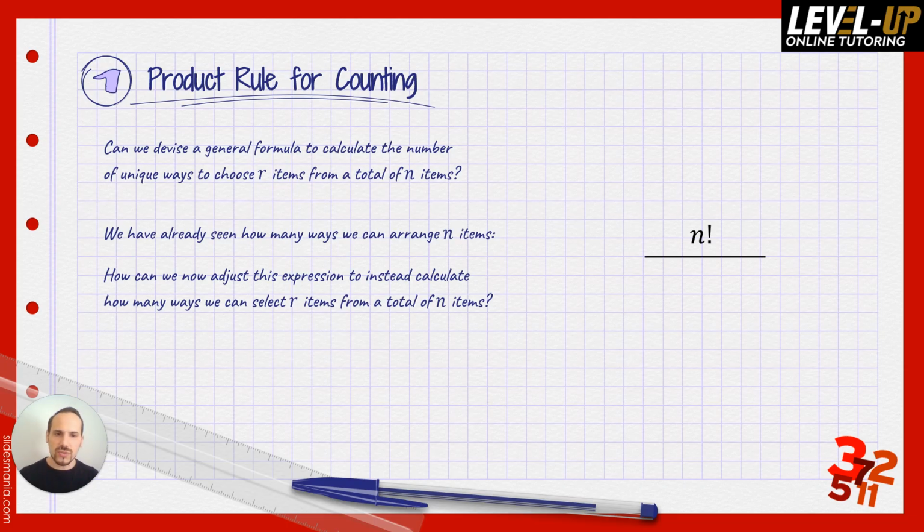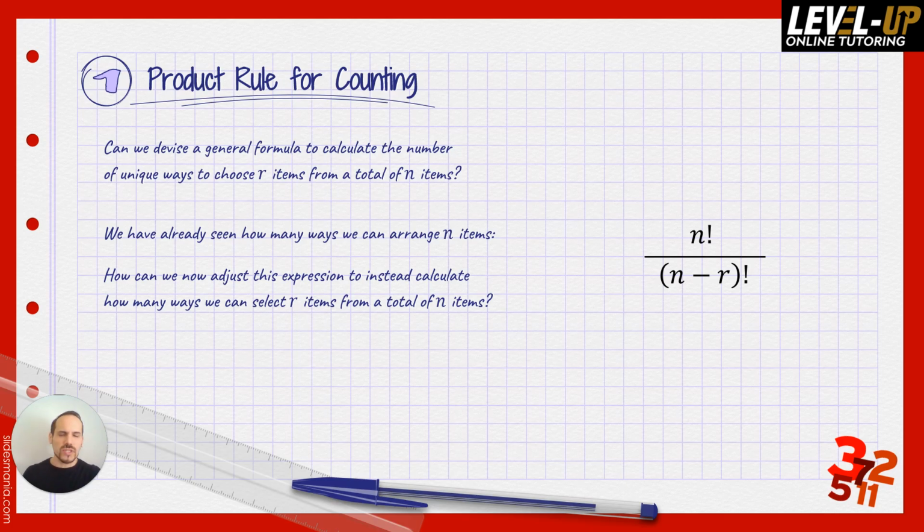Which, what we need to do for this, we divide by n minus r factorial, because if we're selecting r number of things, that means there's going to be n minus r number of things left over. And so we need to essentially divide that away, and it takes that out.